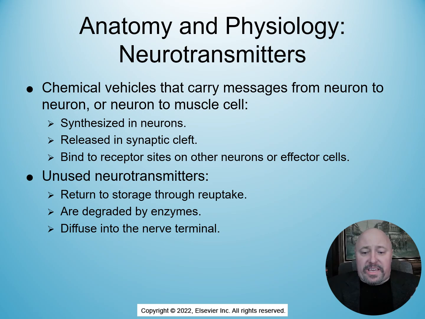Neurotransmitters. These are essential chemicals that help our brain function. These chemical vehicles work to carry messages from neuron to neuron or neuron to muscle cell. They can be synthesized within the neurons, released into synaptic clefts, and bind to receptor sites on the neurons or effector cells. These neurotransmitters then return to storage through reuptake, are degraded by enzymes, or diffuse away from the nerve terminal. This will be another one we're going to especially talk about in pharmacology as we start talking about drugs like SSRIs, selective serotonin reuptake inhibitors.